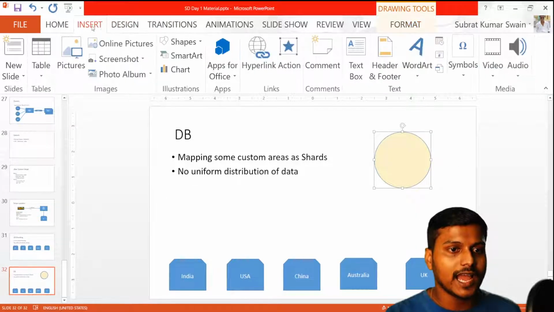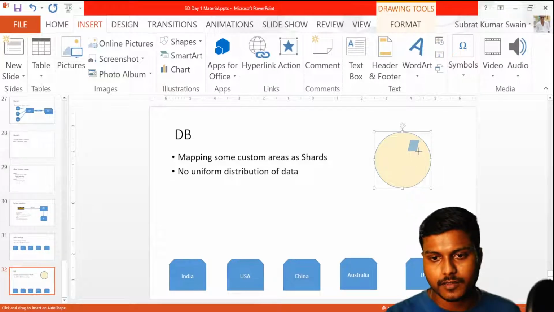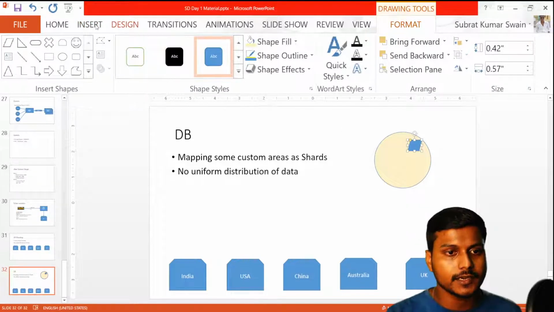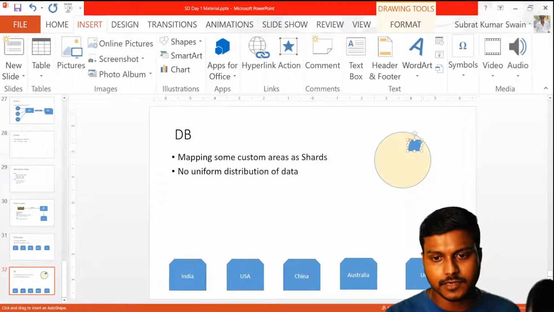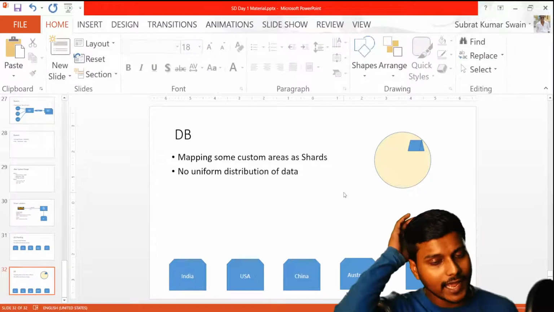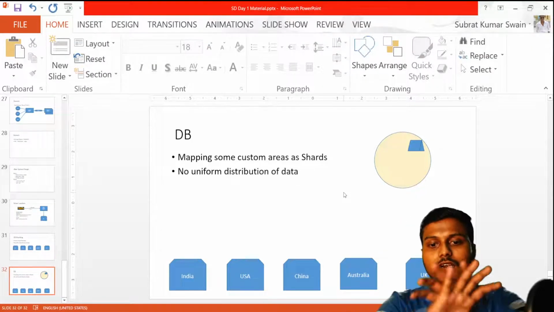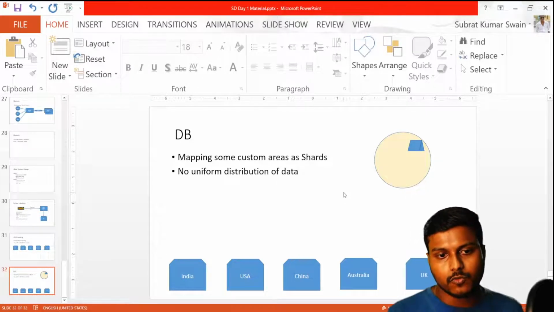So what I'll do is take up custom shapes, guys. I'll put this quadrilateral here, and maybe this triangle here. I'll pick up so many custom shapes and try to cover this entire sphere, the entire earth. Likewise, there should be some mechanism which would map a custom area to our particular shard.